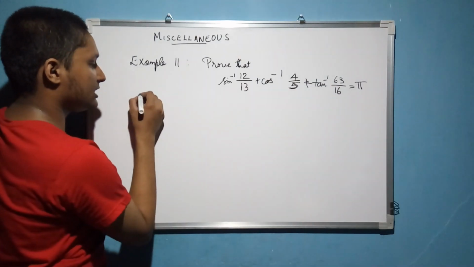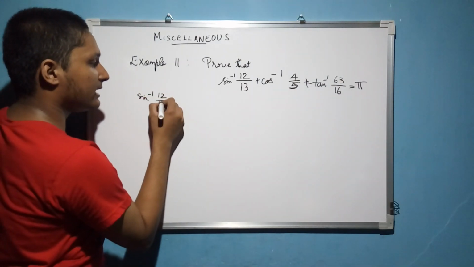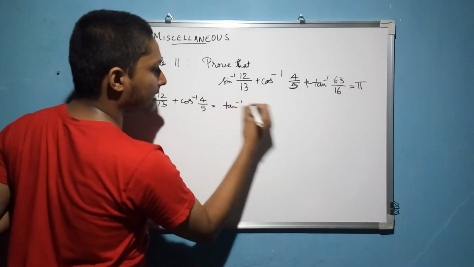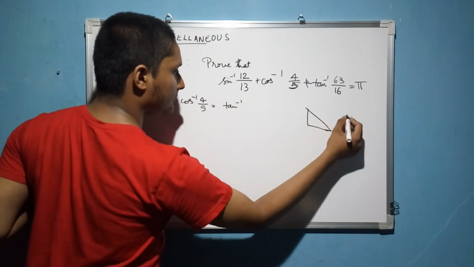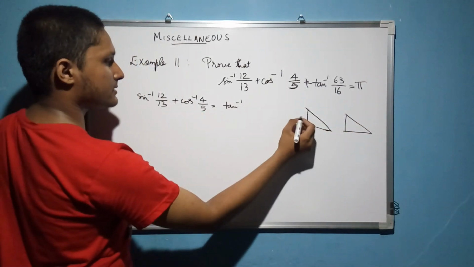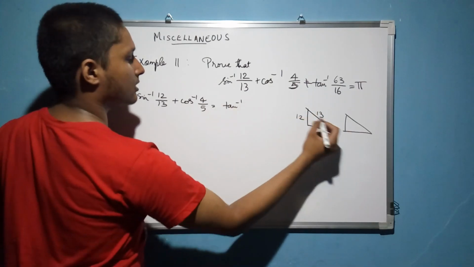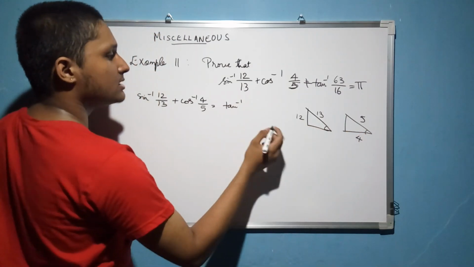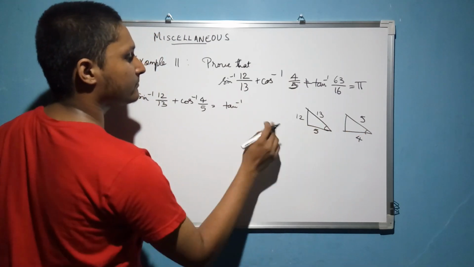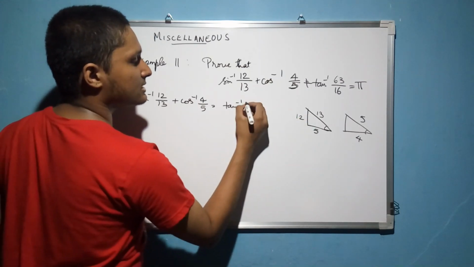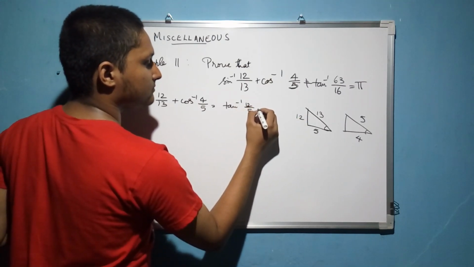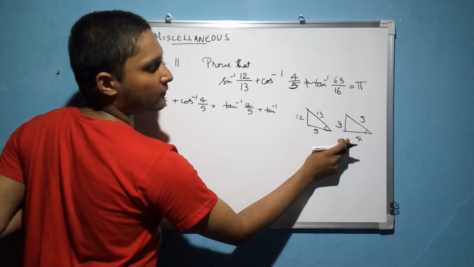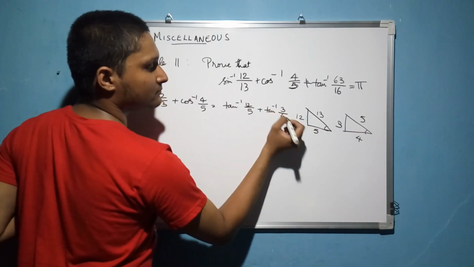So I'll find the sum of these two. This comes to be sine inverse 12 by 13 plus cos inverse 4 by 5. I'll convert it into tan by taking the Pythagorean triangles. Okay, now we have opposite by adjacent. Here it is opposite by hypotenuse, and adjacent by hypotenuse, considering these two angles as the same angle. So now this comes to be a Pythagorean triplet, 5, 12, 13. So the tan inverse comes to be 12 by 5, plus this is tan inverse of 3, 4, 5, the Pythagorean triplet. So this comes to be 3 by 4.